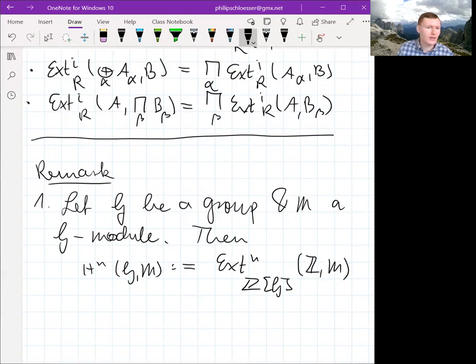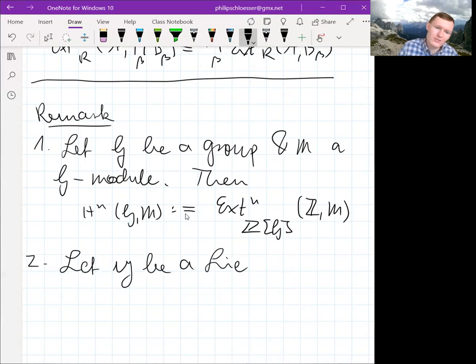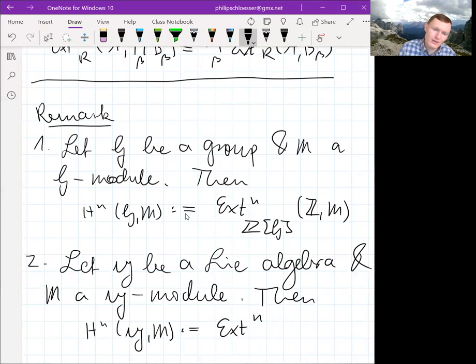Oh, and now I have this whole long part about what these mean. But I'm going to define Lie algebra cohomology first. Let G be a Lie algebra and M a G-module. Then H^n(G, M) is defined as, well, the Ext^n over UG of Z and M.